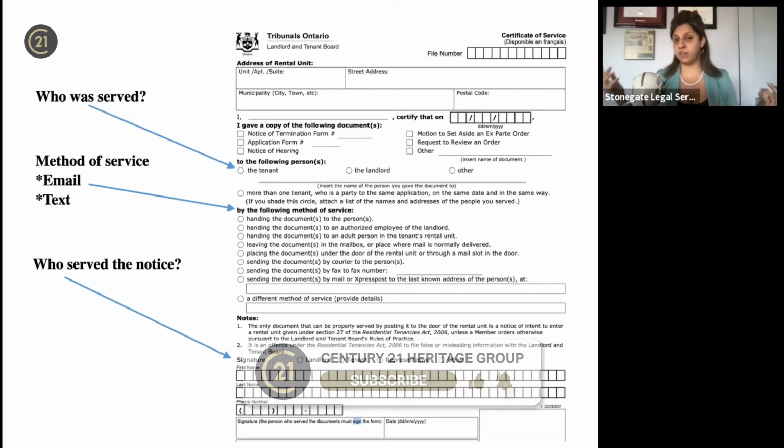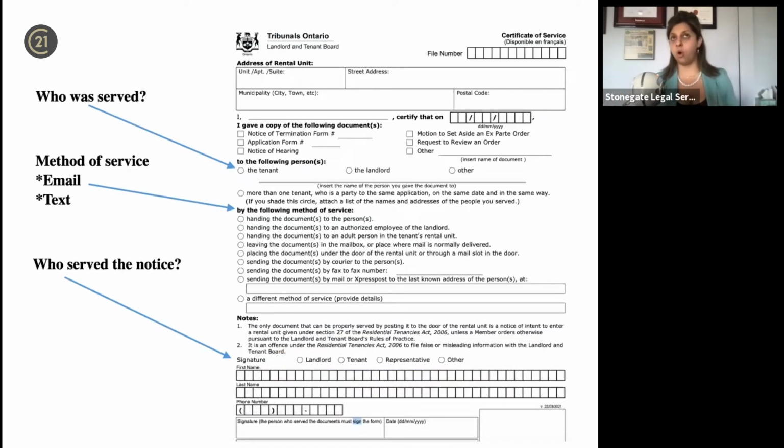So what's a certificate of service? You're probably thinking, how do they know how the notice was served? Well, this is what a certificate of service looks like. Okay, so this is a screenshot. On the certificate of service, you can see where my arrows point, who was served, the method of service. As you can tell, email and text message is not in the required methods of service. And at the bottom, you're going to see who served the notice. That is how they're going to know the realtor served the notice.